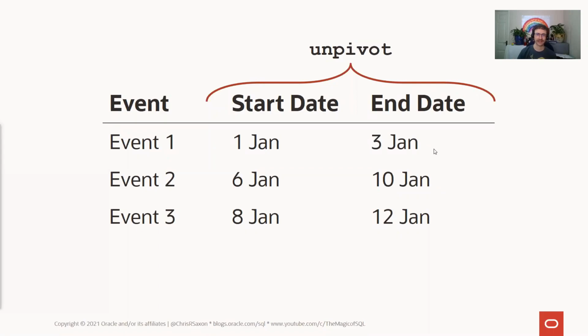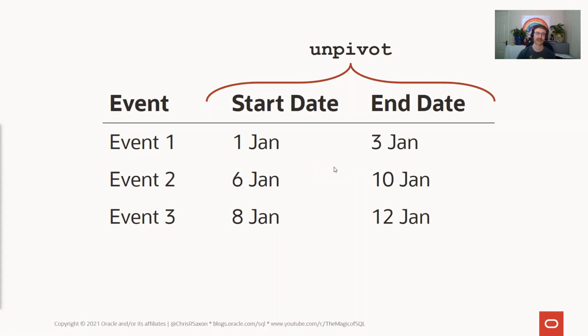So you can see, if you look at this, we've got event 1 finishes on the 3rd, event 2 starts on the 6th, so we've got a gap there. And again, event 2 finishes on the 10th of January, event 3 starts on the 8th, so those two overlap. We want to find those. Unpivoting is the starting point for actually being able to process these or see these with SQL.